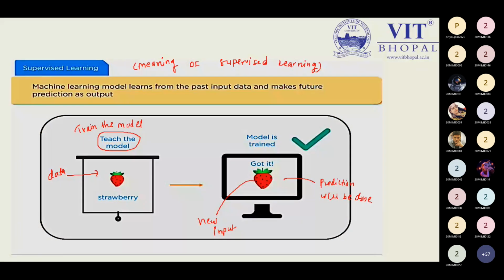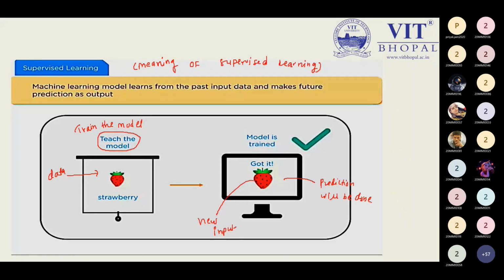Now this is the point. Supervised learning is telling us what the meaning of supervised learning is. Actually, this is a big question we must have. What is supervised learning? From the various algorithms we have seen, what is supervised learning? You can easily check: machine learning models learn from past input data and make future predictions as output, and that is the meaning of supervised learning in machine learning.